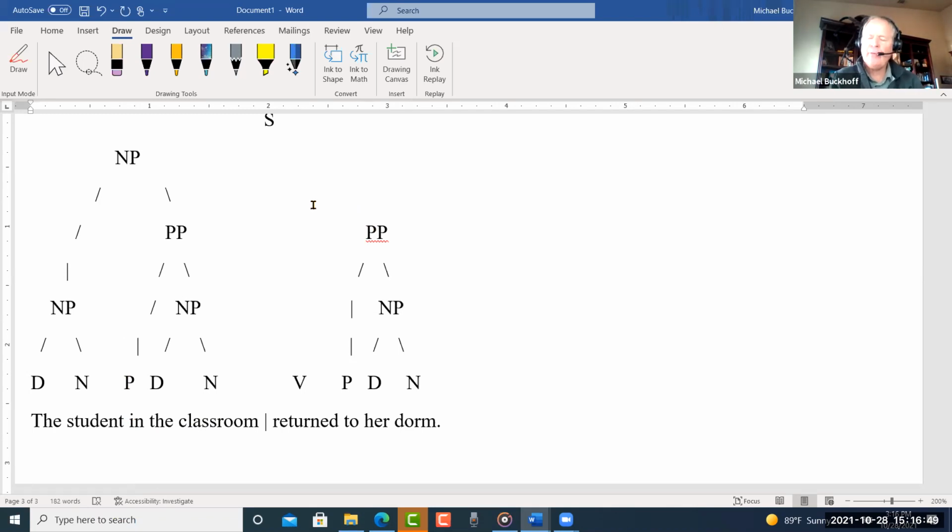So in the classroom, if you want to get right down to it, it's an adjectival prepositional phrase because it gives descriptive meaning to the noun. Now, to her dorm, where did the student return? And the question is to her dorm. So to her dorm, it answers the question where, and it's connected to the verb. So that would be an adverbial prepositional phrase.